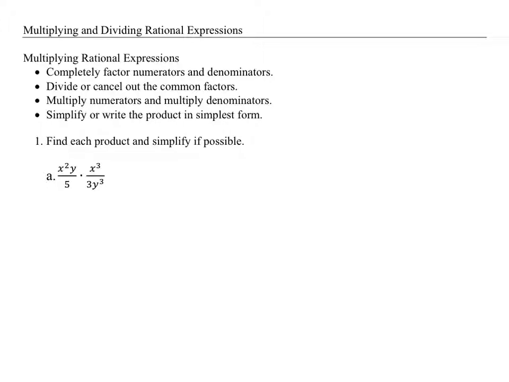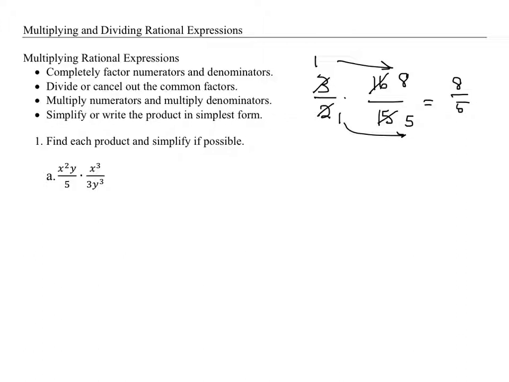Now recall, when you were multiplying fractions, you would have something like 3 halves times 16 over 15. 2 goes into 2 once, 2 goes into 16 8 times, 3 goes into 3 once, 3 goes into 15 5 times, and you multiply your tops, multiply your bottoms, so you're going to get 8 over 5. Done. Same thing here. This first one, everything is connected by multiplication, so I really cannot factor.